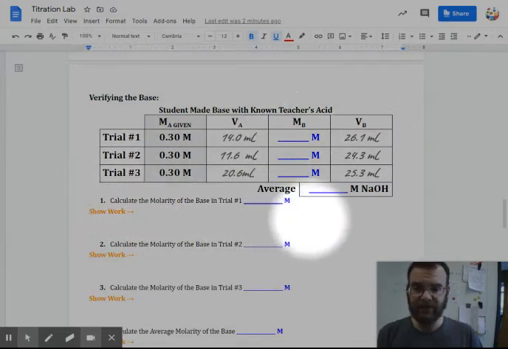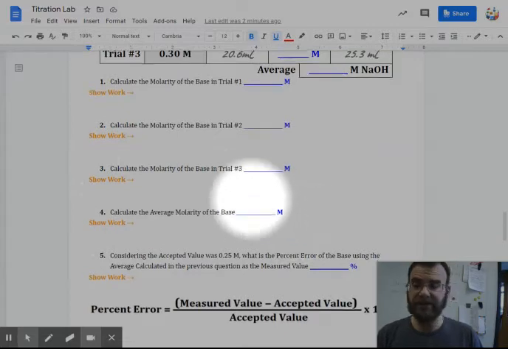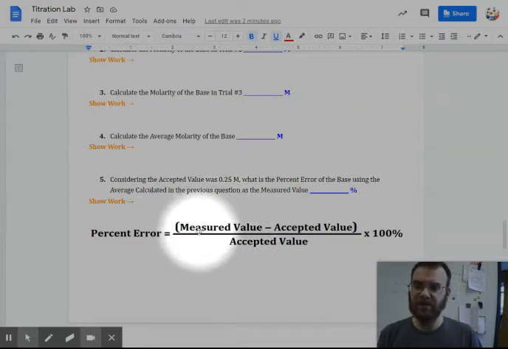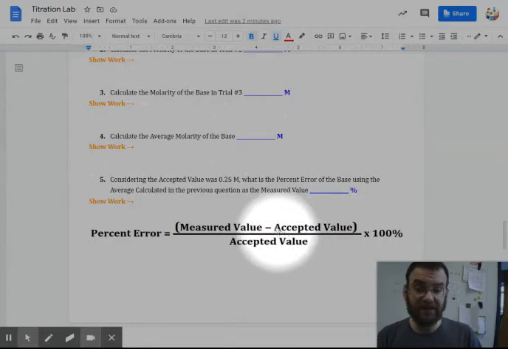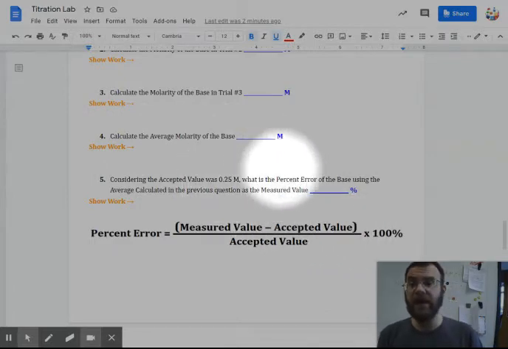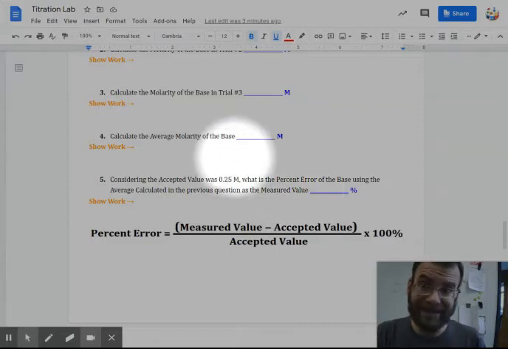You need to calculate the first trial, then the second trial, then the third trial, then calculate the average of those trials. And then you're going to use this percent error where the measured value is going to be the average that you had calculated earlier, and the accepted values are going to be that 0.25 molar that they were shooting for. That should give you a percent error of how good they did their accuracy. So the quality of what they did.